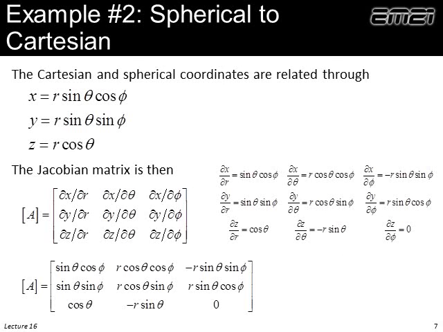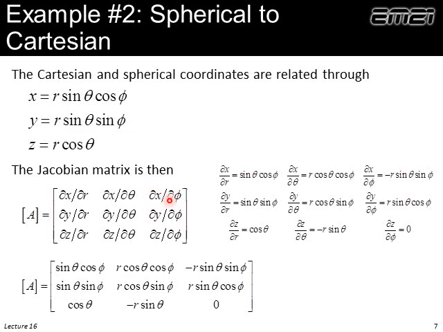Example number 2. Let's say we're going from spherical to Cartesian. Slightly different set of equations. These should be familiar. We define our Jacobian this way. Again, in the numerator are the transform coordinates, and the denominators are our original coordinates, r, theta, and phi in this case because we're in spherical coordinates.